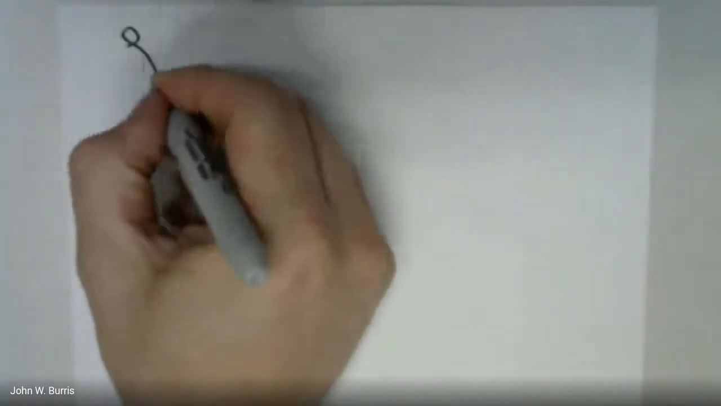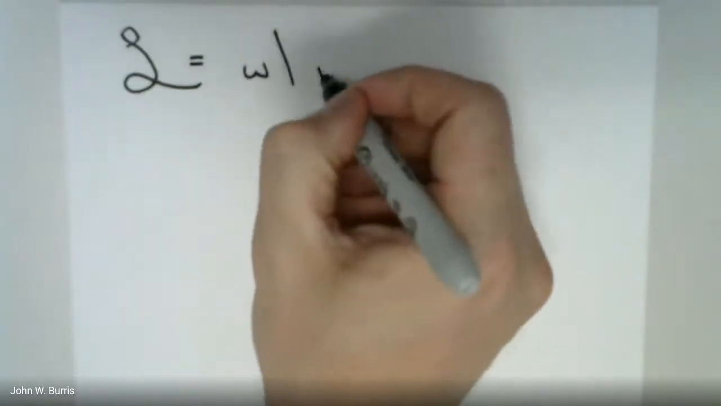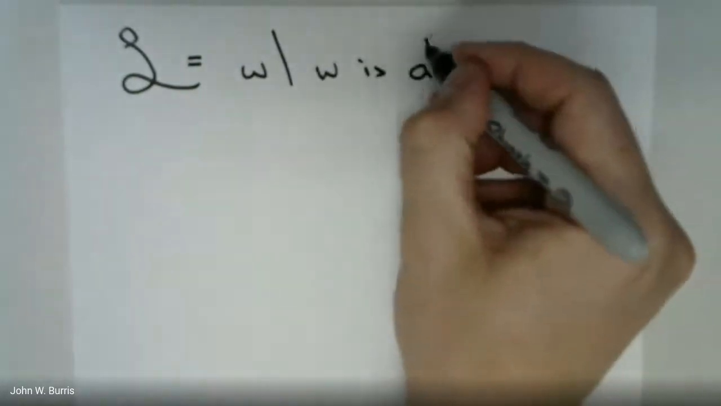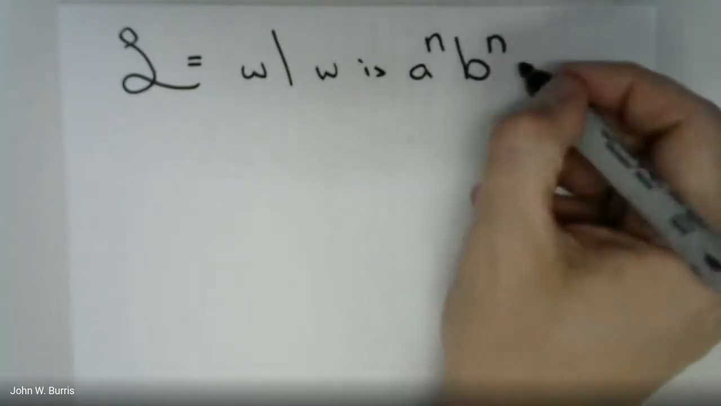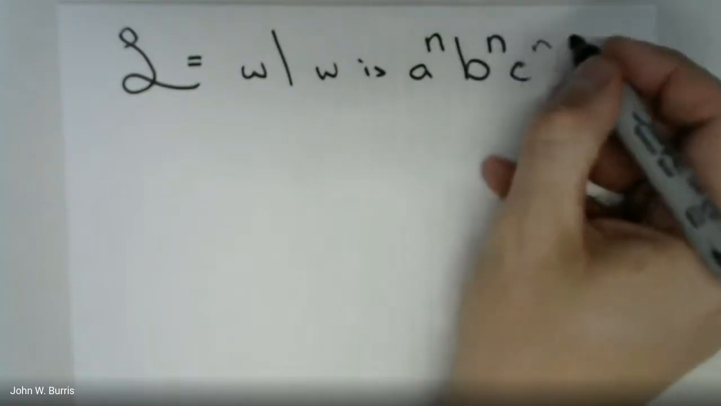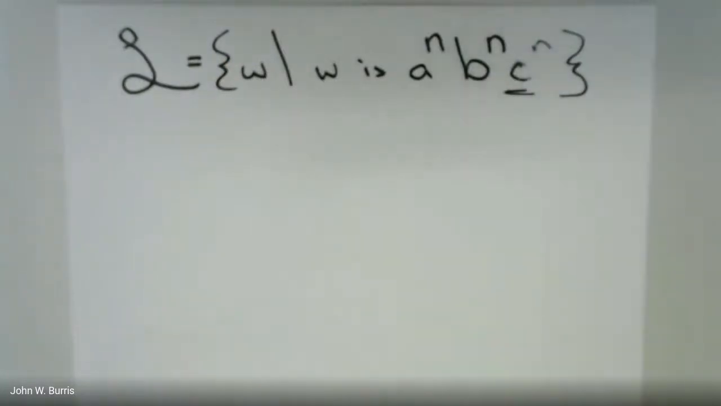So I'm going to propose a language. And I really want you to think about what can make this possibly not context-free. I'm going to propose a language L containing W such that W is A to the N, B to the N, and here's the kicker, C to the N. Now this is a different language because it added C to the N, all right? So let's think about what this would do.